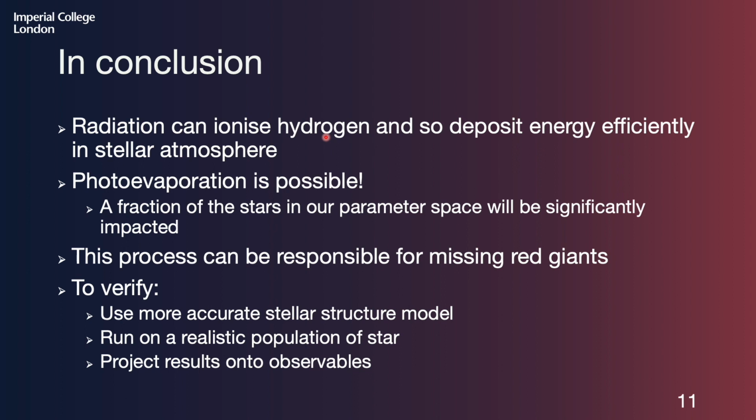Now, to verify exactly at which distance from the black hole or exactly how many stars this could account for, we will need to do more detailed calculations. First of all, one would need to use a more accurate stellar structure model by solving the real stellar structure equations. And next, one would need to run this on a realistic population of stars. And after doing that, then one can actually answer the question, what would be the observations if this model was true? And then they can compare the result with the real observations to determine whether this can be a plausible explanation for the phenomenon.